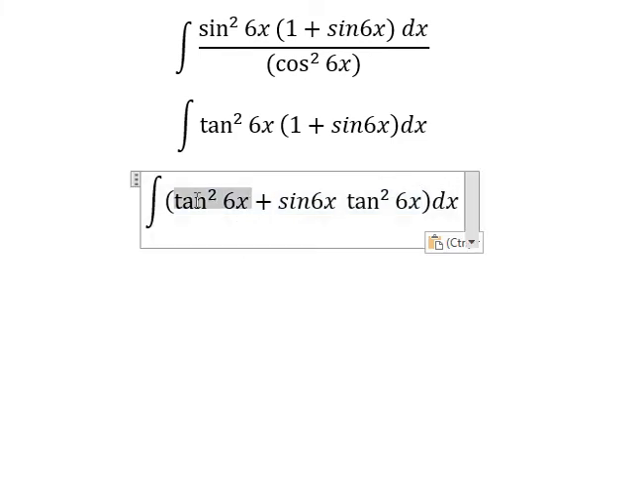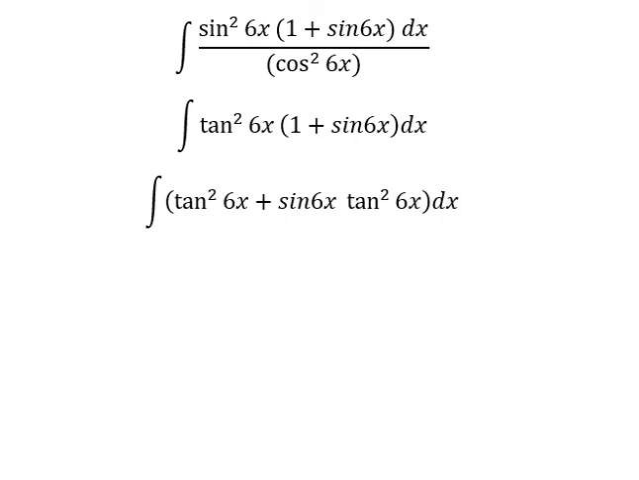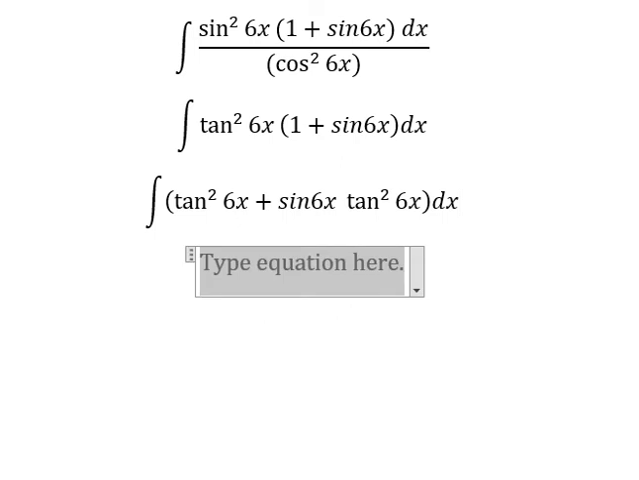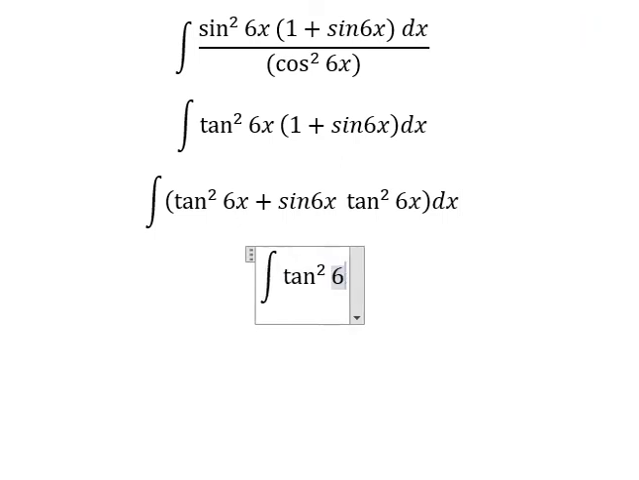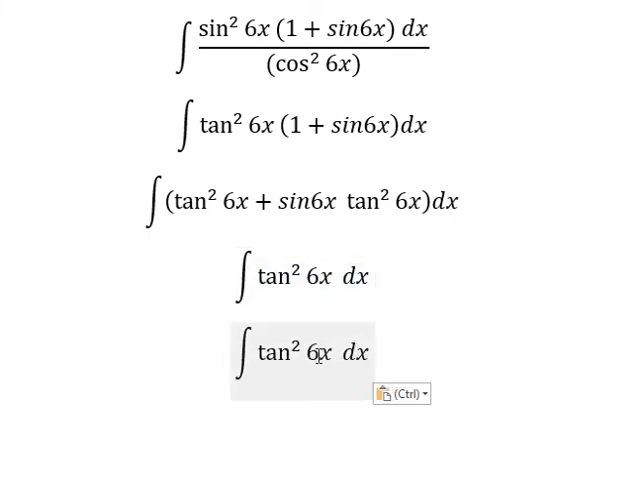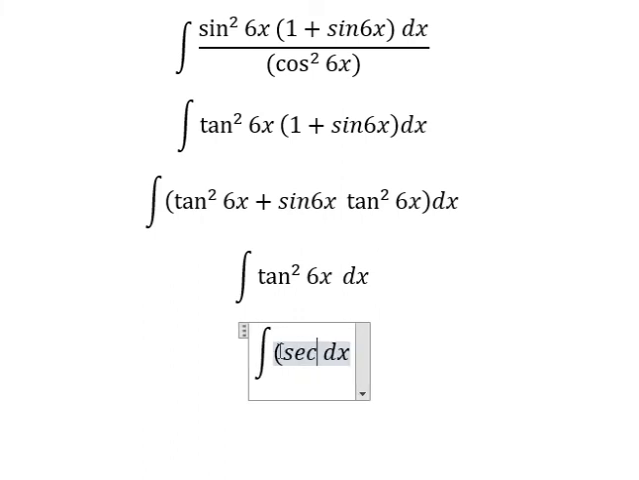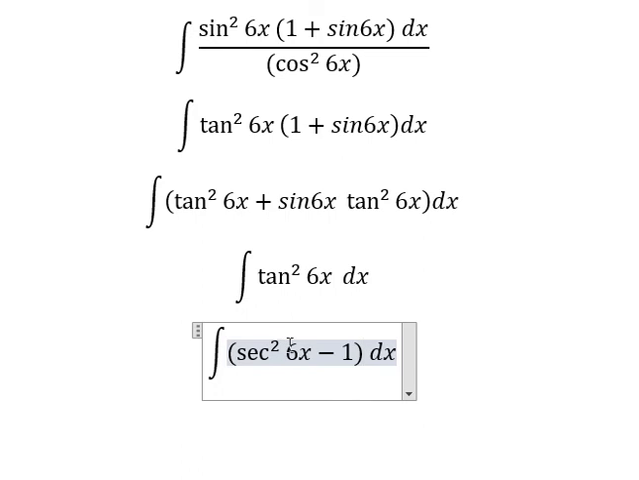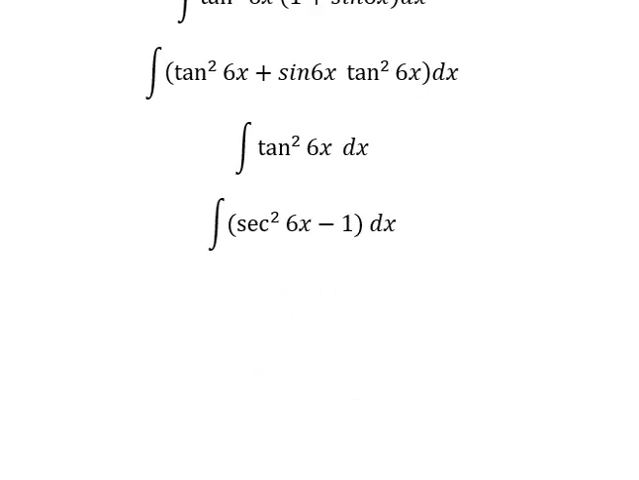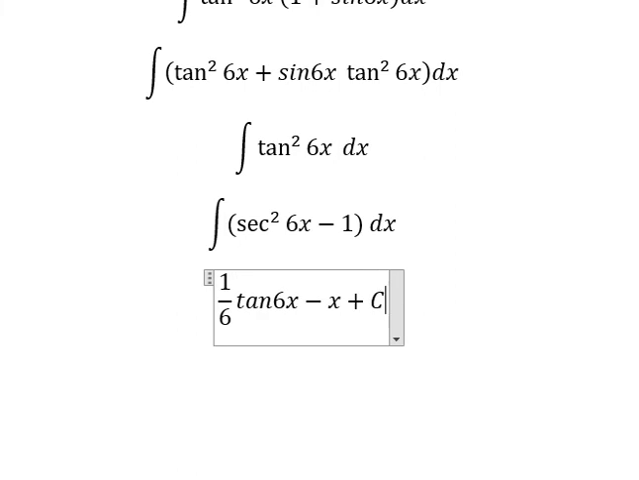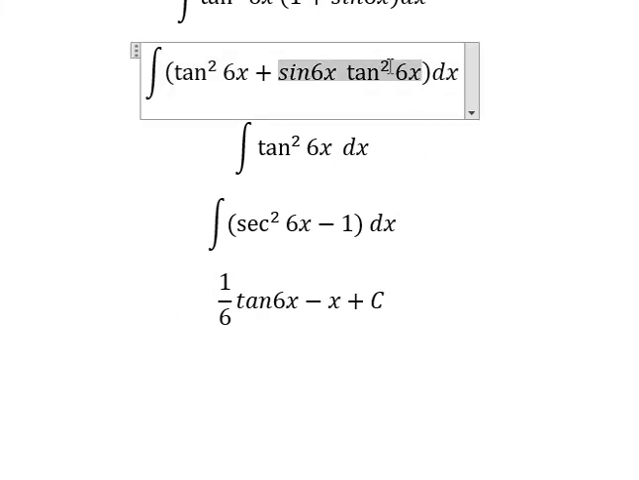Now I will concentrate about this one first. Tan 6x squared we can change into secant of 6x squared minus 1. The integration of this one, you got about 1 over 6 tan 6x minus x, and we put about c. Now I will go to this one.